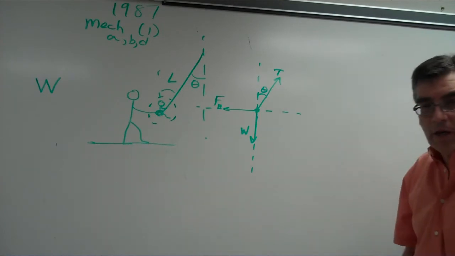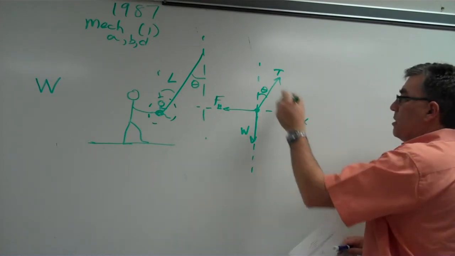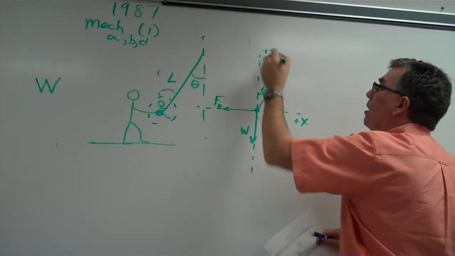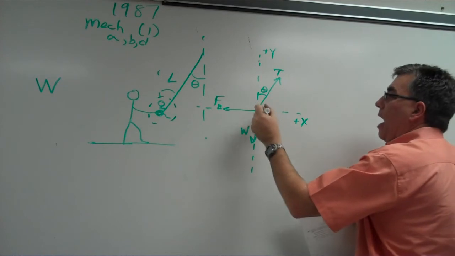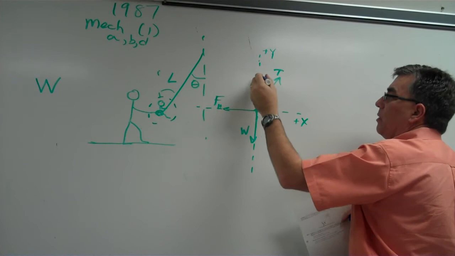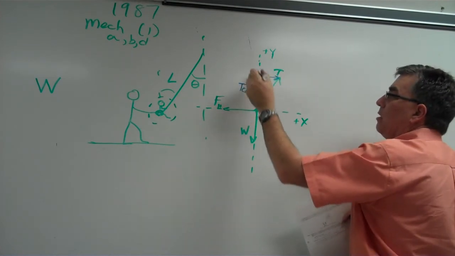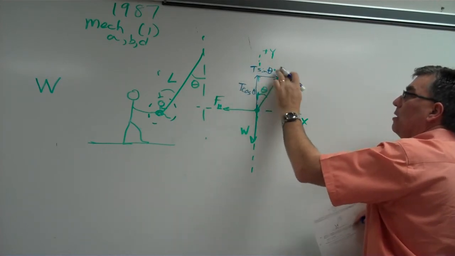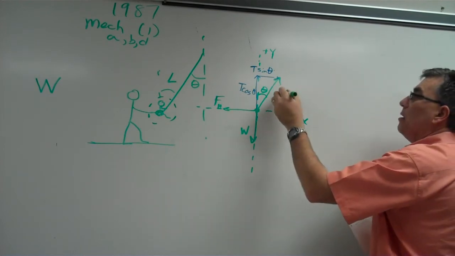So now I've got to break everything into components so that they stay along the coordinates. Oh, I've got to label my coordinate system. I'm going to call this my positive x, this my positive y direction. Now that I've got that, I'm going to take that T and break it into x and y components. So I've got a component of the tension that goes up, and a component that goes this way. This is T times the cosine of theta. This is T times the sine of theta. Again, I should have drawn a T over here to begin with. You like it?